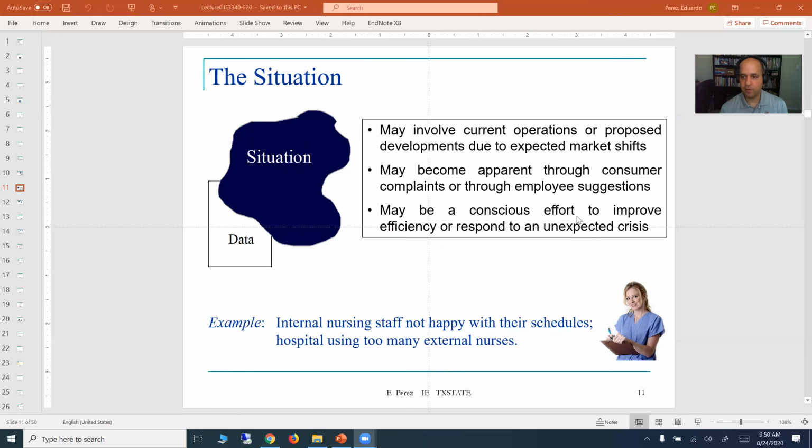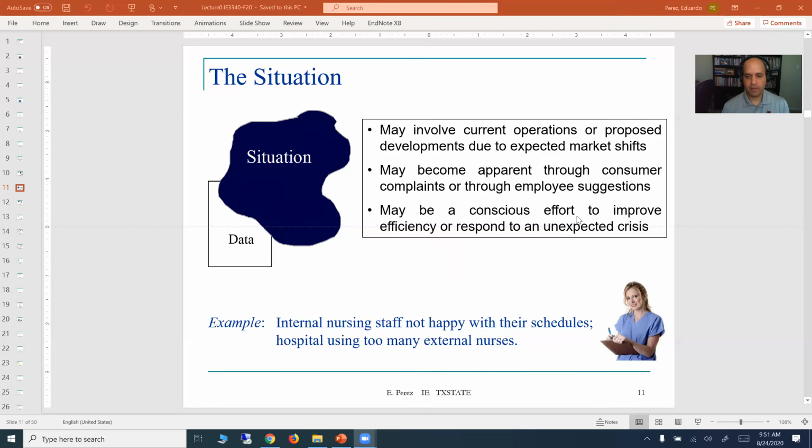It may become apparent through consumer complaints or through employee suggestions. So these are things that we can use as feedback. Can we do better? Let's see what the suggestions and complaints are from employees and also from the users. And maybe there's a conscious effort to improve efficiency or respond to an unexpected crisis.